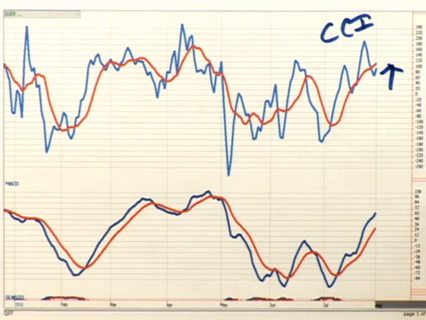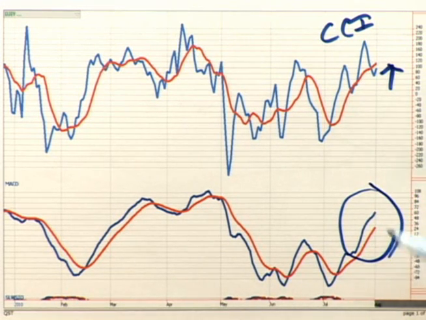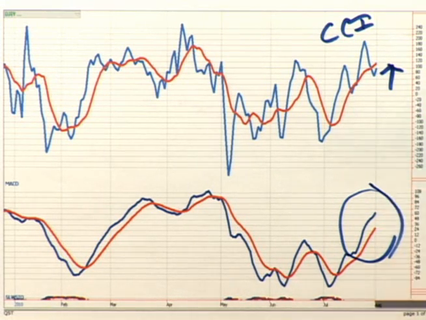The MACD, moving average convergence divergence, is pointing straight up. Traders, that's a longer term trend indicator. That's not short term. Long-term trend looks like it wants to go higher here. So I like the indicators.